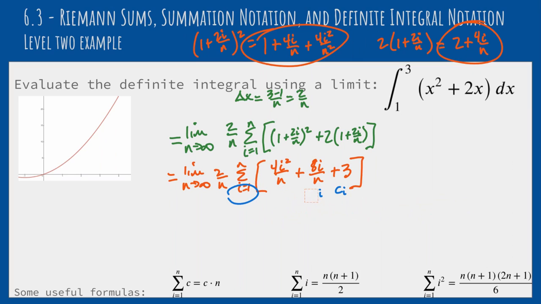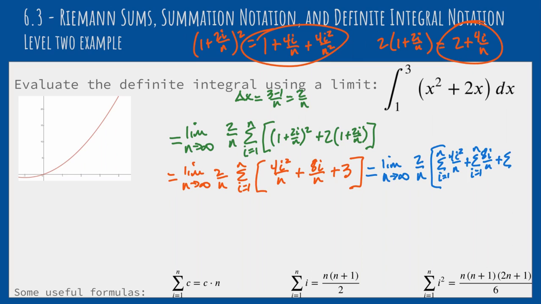I'm just rewriting this using a property of sums. It's not going to make things look simpler, but it is progressing toward our final answer. So we're going to have the sum from i equals 1 to n of 4i squared over n plus the sum from i equals 1 to n of 8i over n plus the sum i equals 1 to n of 3.